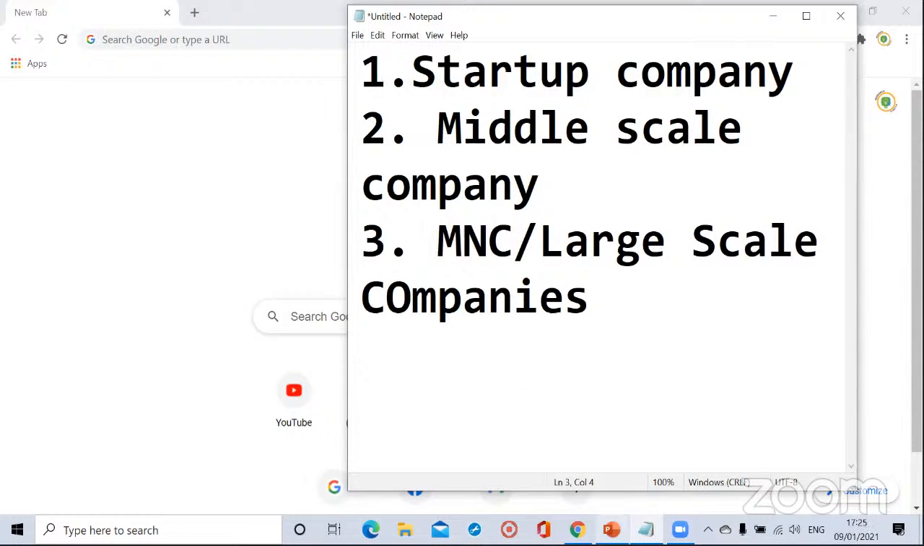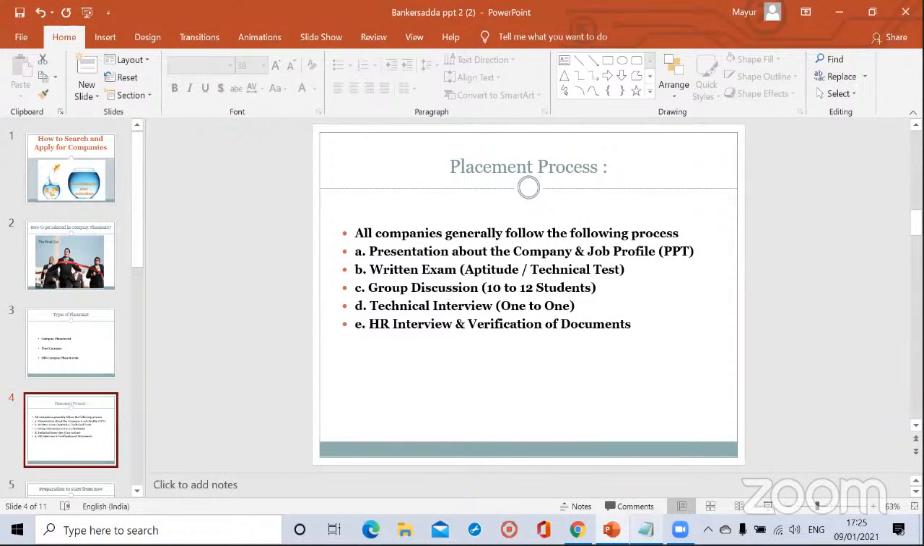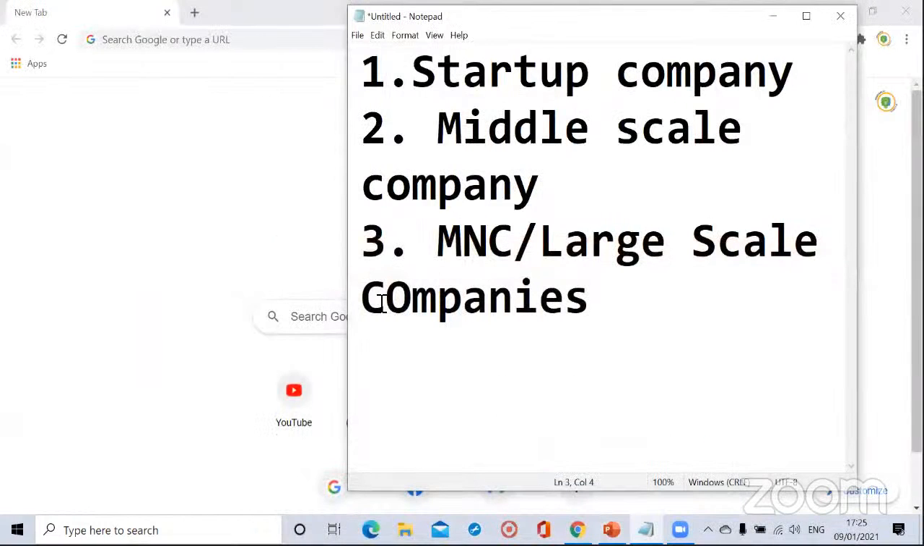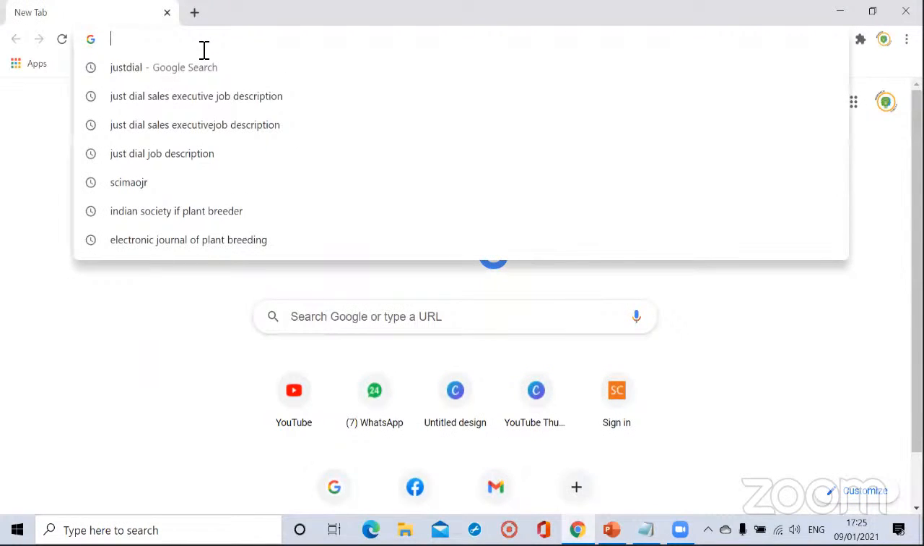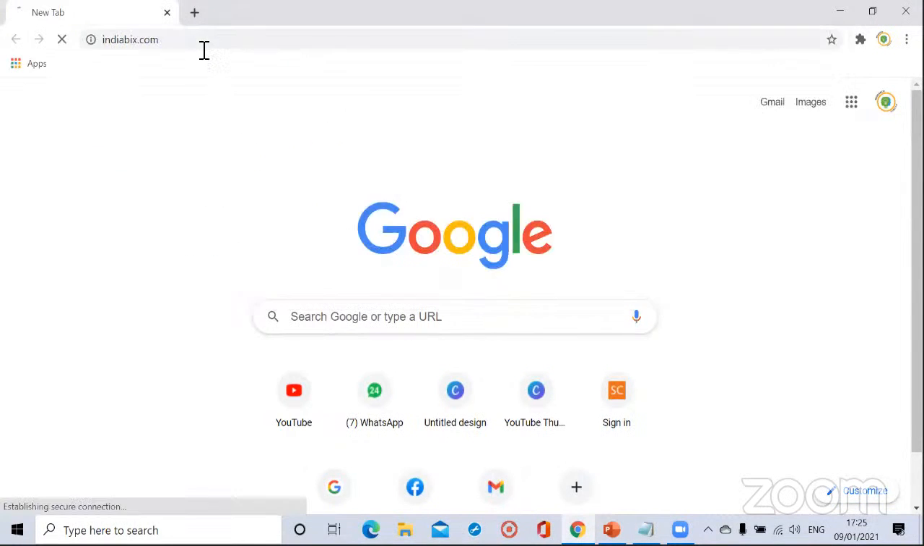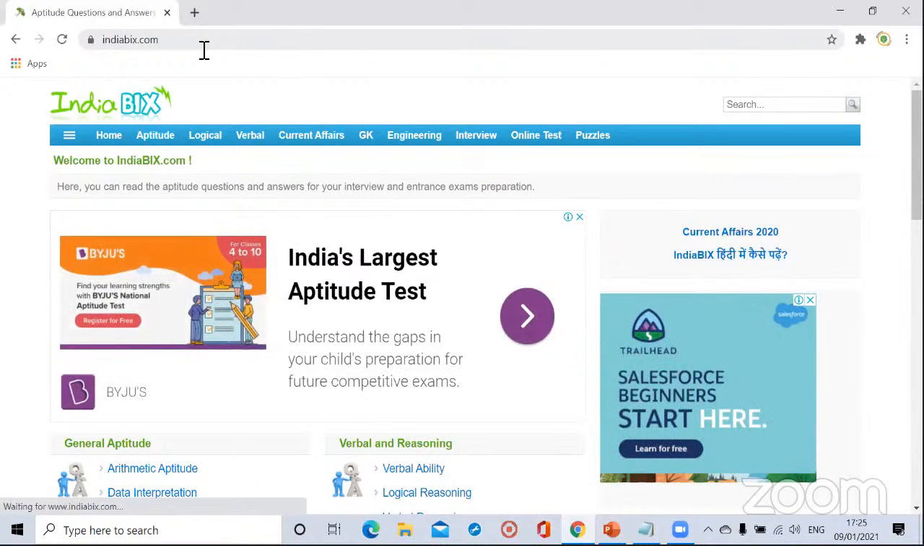Now, when we talk about the selection process and the aptitude rounds, I have observed that startup companies and middle scale companies do not have that amount of manpower, right? They don't have that many employees who can create the platform, generate the questions and options, and find the solutions. So what they usually do is go to a popular website which will give them ready aptitude questions and answers with simplified solutions. So I can suggest here indiabigs.com.